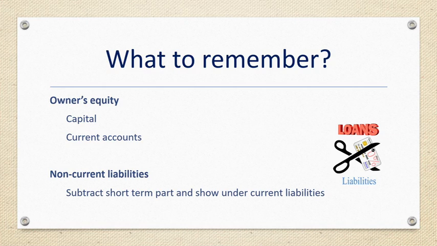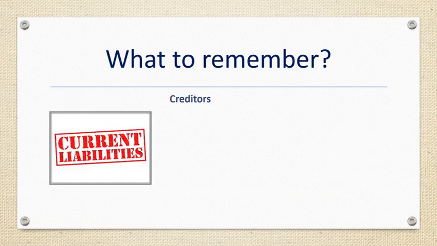Non-current liabilities, remember that you have to subtract the short-term part from the non-current liabilities and then show it under current liabilities. They will also tell you in a sentence that for the next year we have to repay 10,000 Rand a month. So 120,000 will become current liability.